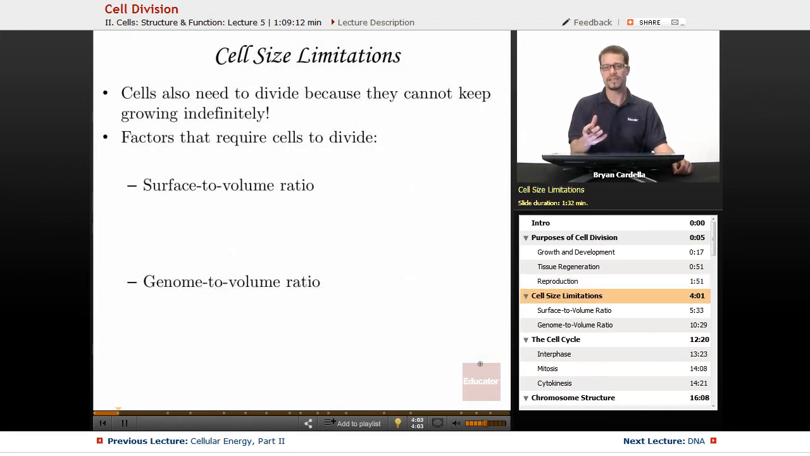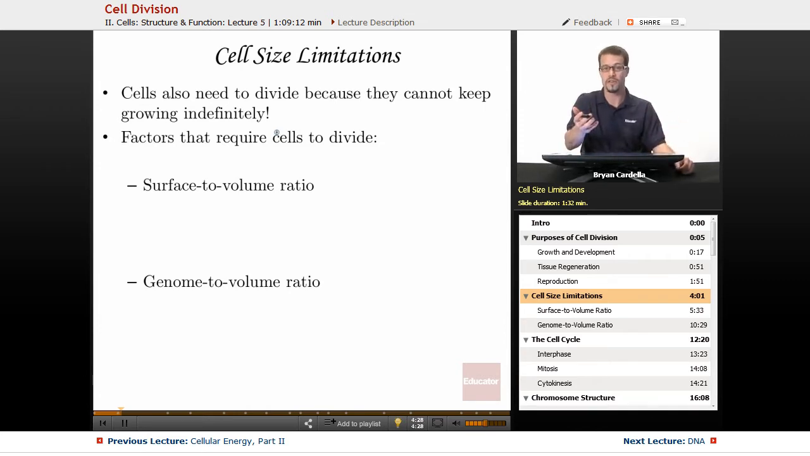In terms of why cells divide, it's not just the purpose of cell division, like what purpose does it serve in nature for organisms, but why do they inevitably need to divide? Why can't a cell just keep growing and growing and growing and get this big? Why not? Well, cells need to divide because they cannot keep growing indefinitely. There's too much volume for them to manage. That's one of the reasons.